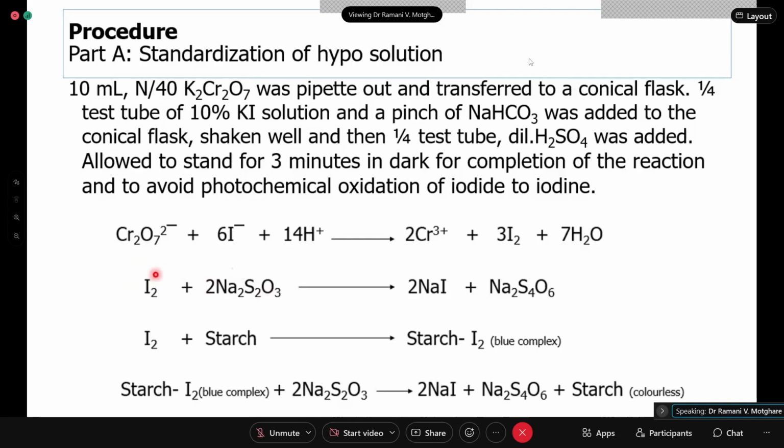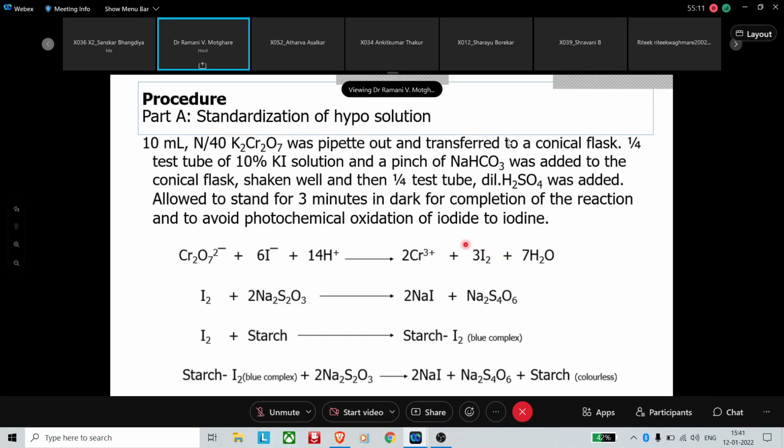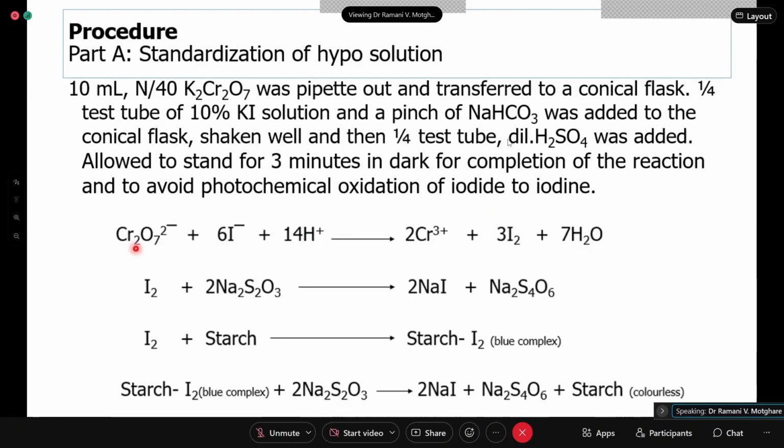Now you want to know how much iodine is released, as much of dichromate is present, right? Now apart from dichromate, if any other reaction is leading to formation of iodine, you want to nullify those reactions, right? So when you want to nullify those reactions, first precaution is you are adding sodium bicarbonate.